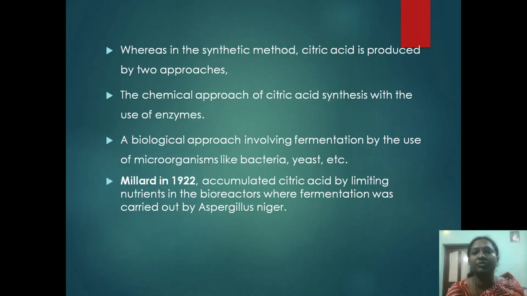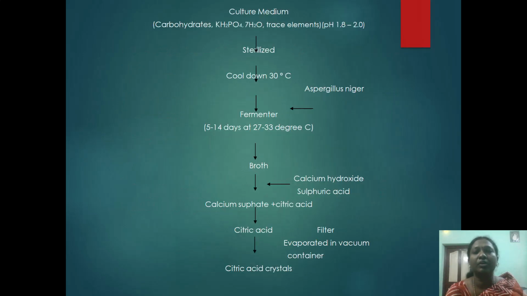The chemical approach to citric acid synthesis uses enzymes. Whereas the biological approach involves fermentation, that is, using microorganisms like bacteria and yeast. In the year 1922, Maillard was the scientist who found the accumulation of citric acid by limiting the nutrients in the bioreactors where fermentation was carried out by the microorganism Aspergillus niger. So now we are going to see the production process of citric acid using Aspergillus niger.